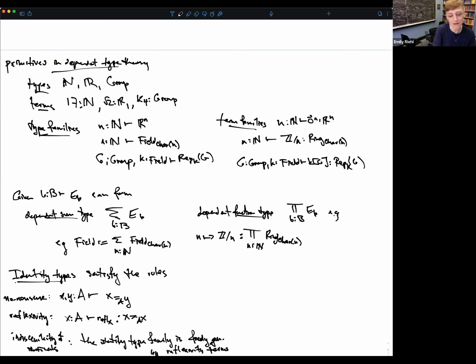In the identity type family, it's these reflexivity terms. They somehow freely generate the whole family in this sense. And one of the axioms that characterizes the natural numbers, both in traditional foundations and also in dependent type theory, is this principle of mathematical induction, which can be understood as the assertion that the natural numbers are freely generated by 0 and successor. And there's an analogous principle here that implies, in particular, Leibniz's indiscernibility of identicals.